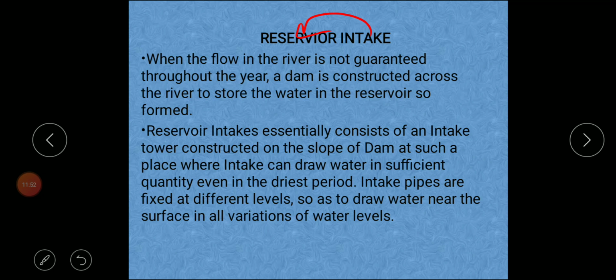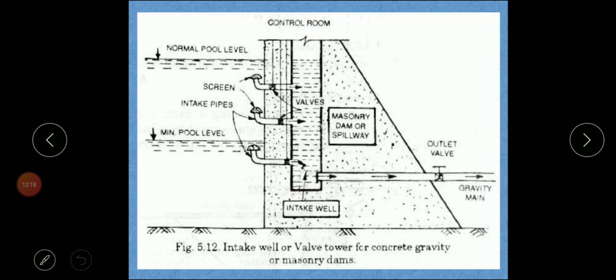These intakes essentially consist of an intake tower constructed on the slope of the dam at such a place where the intake can draw water in sufficient quantity even in the driest period. Intake pipes are fixed at different levels so as to draw water near the surface in all variations of water levels. So this figure shows the reservoir intake.